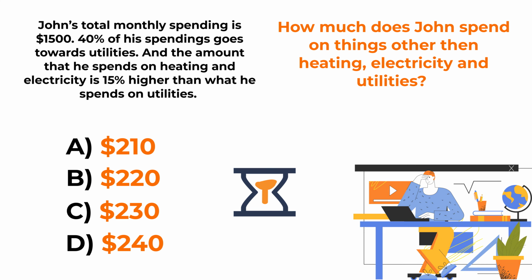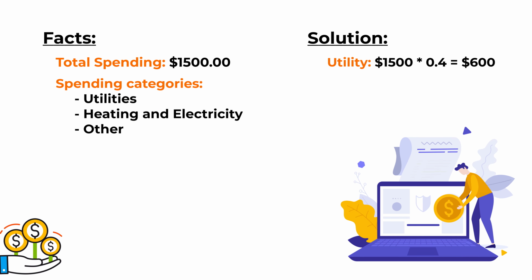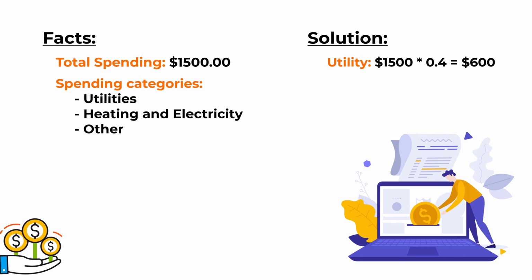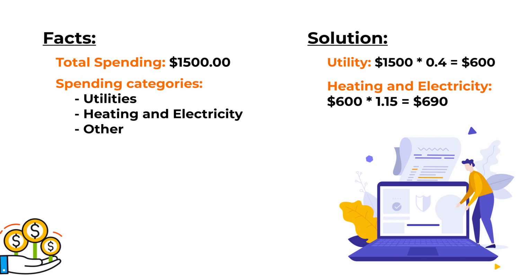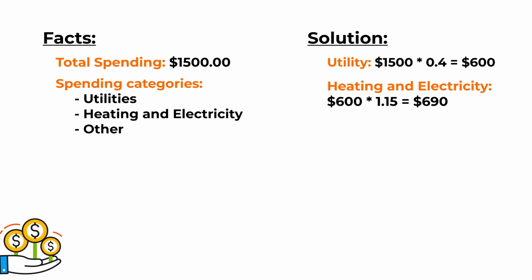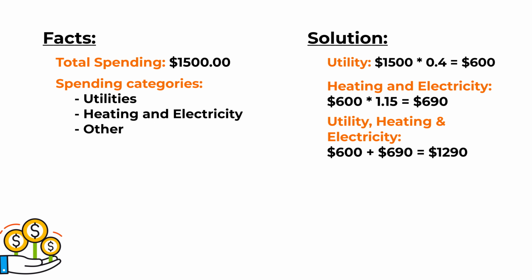To calculate the amount spent on utilities, we need to multiply 1,500 by 0.4, and the end result of this is $600. Heating and electricity bill is 15% more than utility spending. So to calculate heating and electricity, we need to multiply 600 by 1.15, and the end result of this would be $690. To calculate utility, heating and electricity spending together, we need to add 600 and $690.